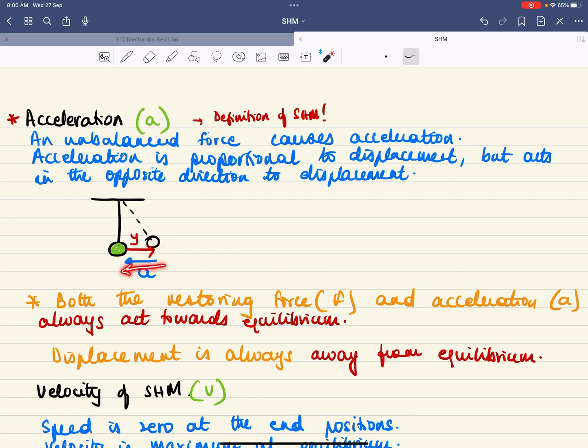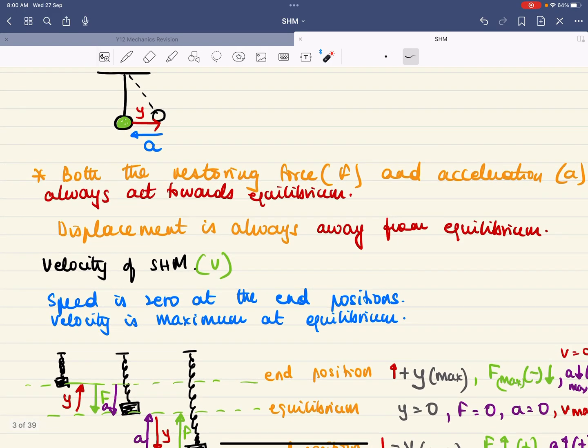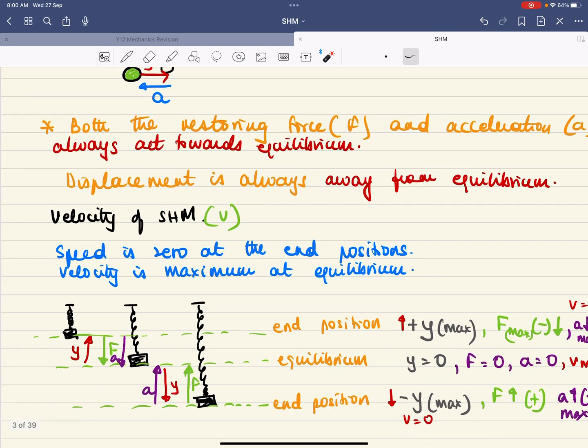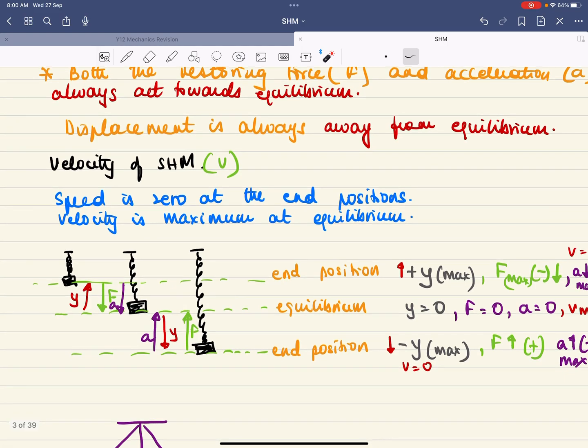Acceleration and restoring force are always directed towards equilibrium. Displacement is always away from equilibrium, but acceleration and restoring force are always towards equilibrium. Now, the velocity in simple harmonic motion: at the equilibrium position the velocity is a maximum because that's where it goes fastest, and at the end positions, where it stops and changes direction, the speed is 0.